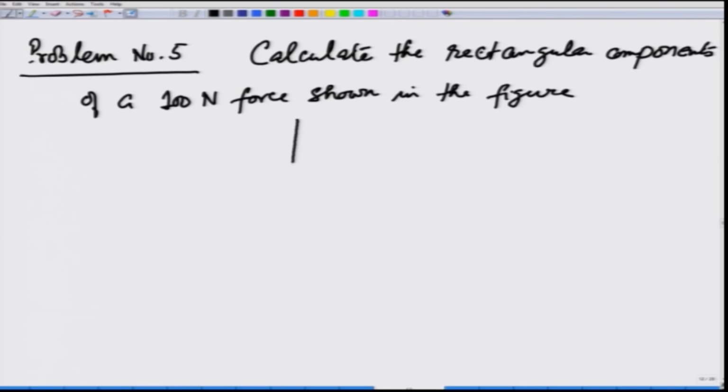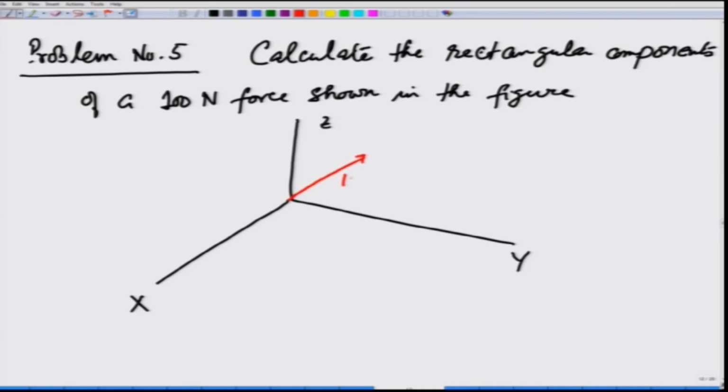And what is shown in the figure is the x, y and the z axis, and the 100 Newton force is acting in this direction such that it makes an angle of 30 degrees from the z axis, and its projection in the xy plane makes 45 degrees from the x axis, and therefore, same angle from the y axis also.